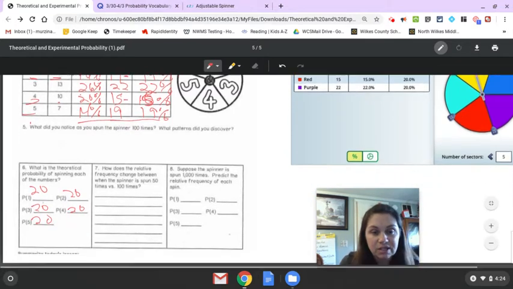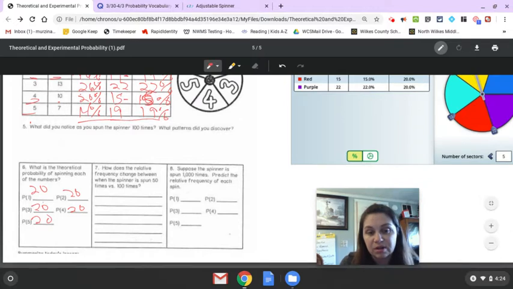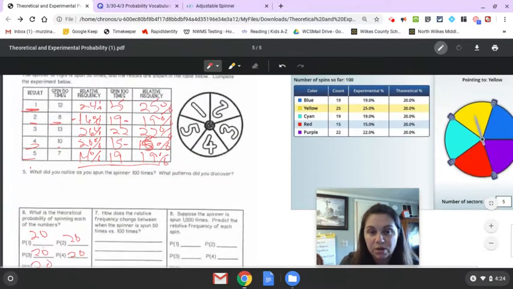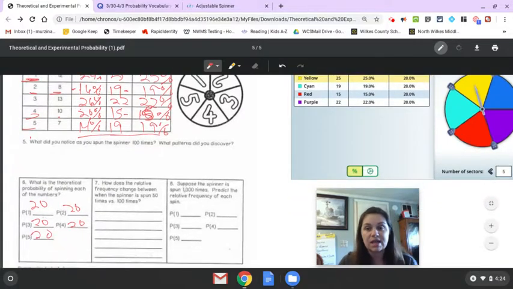Then it says, how does the relative frequency change when the spinner is spun 50 times versus it being spun 100 times? Well, just like what I had stated, based on what we know about relative frequency, most of the numbers should get closer to its actual probability, which is 20%. In this case, 3 out of the 5 did. And so that's what we should see happen. That as you continue and do more trials and more trials, then it would be closer to its actual probability.